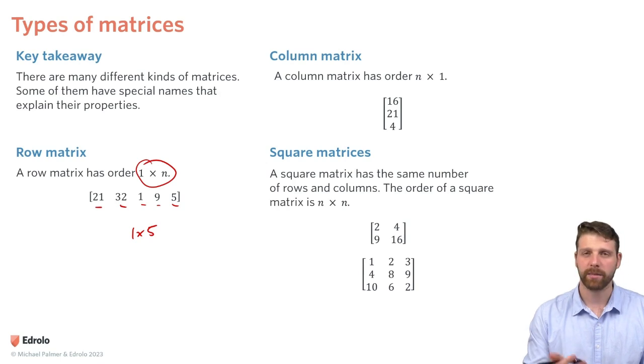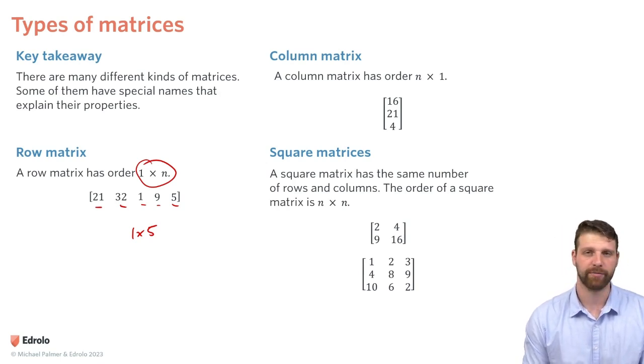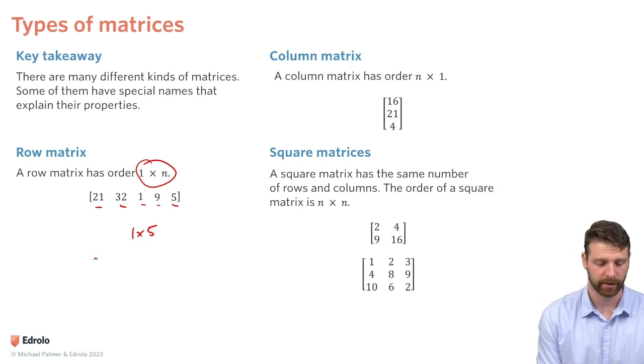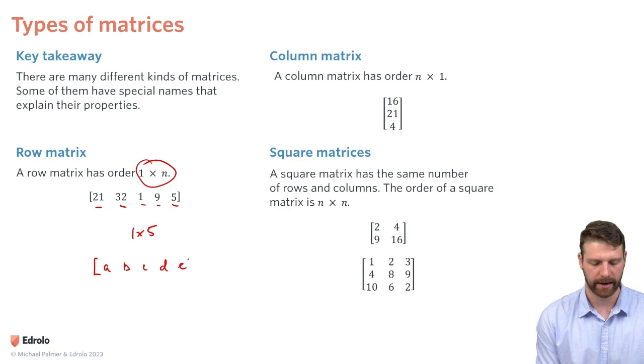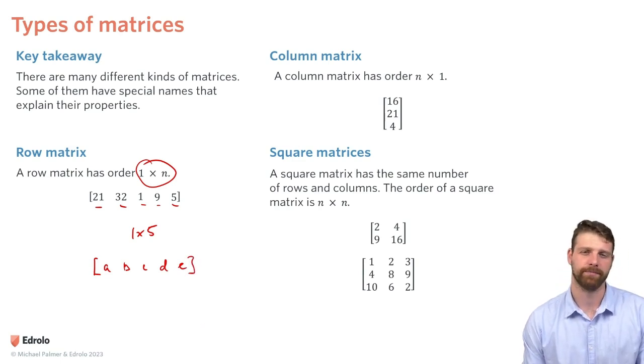Okay, the elements in there aren't really important. I've put in 25, 32, 1, 9, 5, but we could put anything we like in there. Generally, we put numbers in there, but we could put letters to represent those things. So you could see a matrix that was like A, B, C, D, E, and that's fine too, so long as you know what those letters represent.